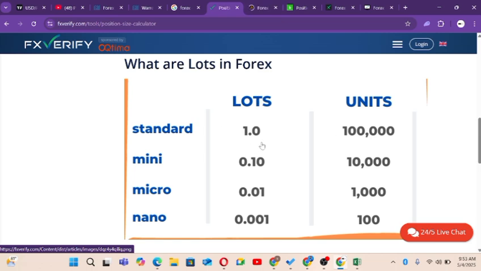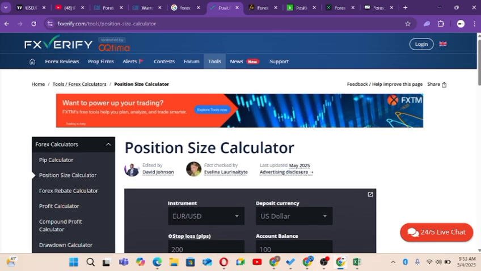If you watch my video, I've talked about this. We have the mini 0.10, we have the micro 0.01, and we have the nano 0.00, which is 100 units, which is what we are starting with. So that is how it works.